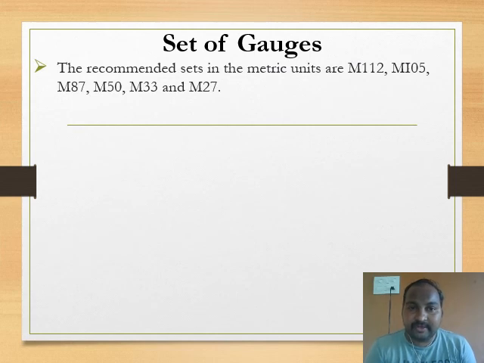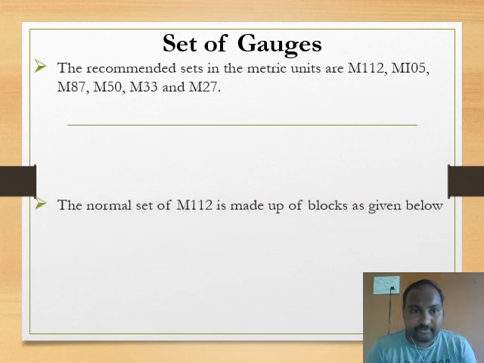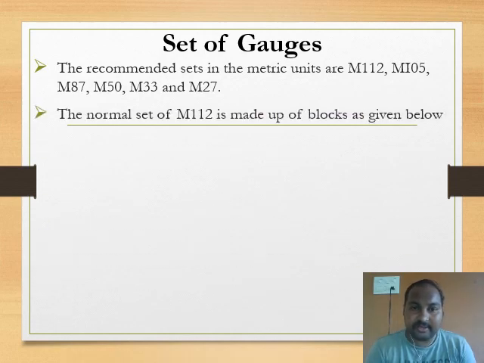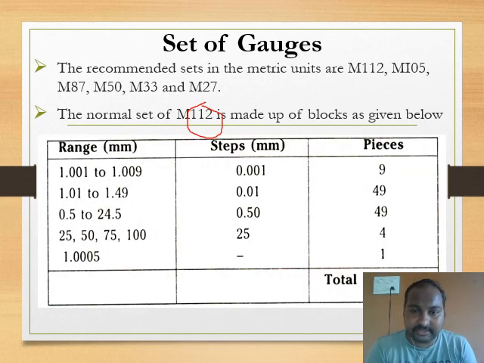So the recommended sets in the metric units are M112, M105, M87, M50, M33 and M27. The normal set of slip gauges which is generally used is M112. The first number indicates how many slip gauges are available in that given set. Let me take the example of the M112 set. It comprises 1.0005 mm with no step. One such slip gauge is available.